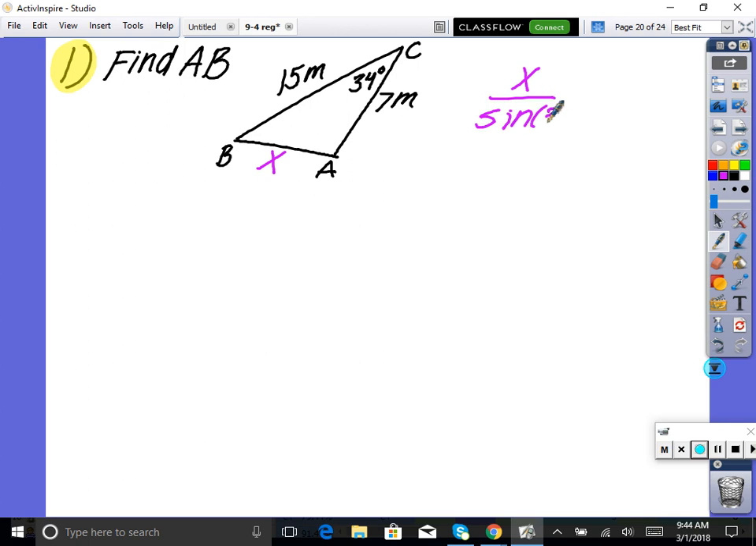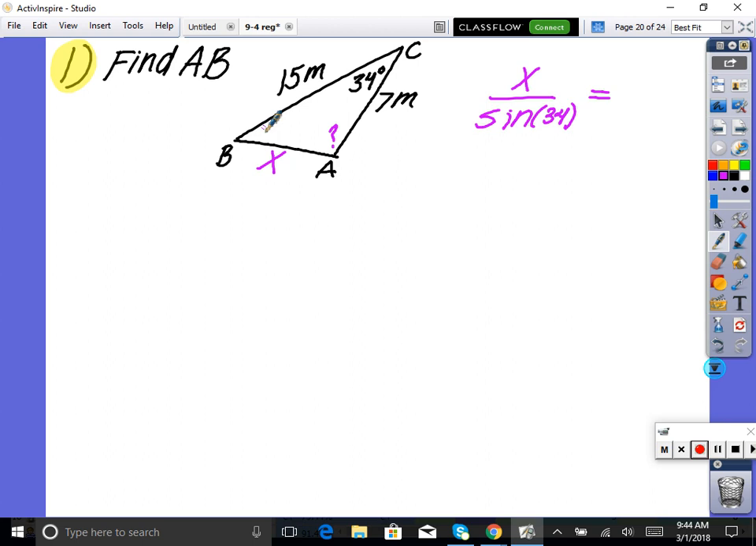X over sine of 34 is equal to, but then do you see how we have a 7, we have a 15, but we don't know anything else here. And there's no way for us to find any other angles. So do you see how we would not be able to continue with the law of sines? So you say, okay, law of cosines.